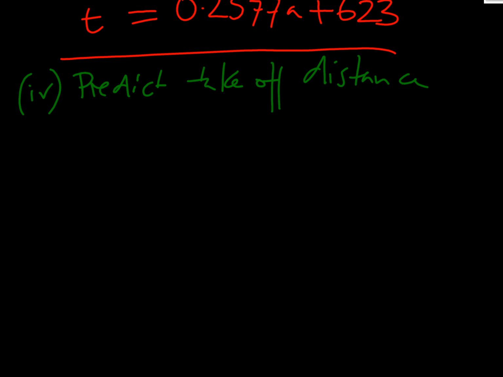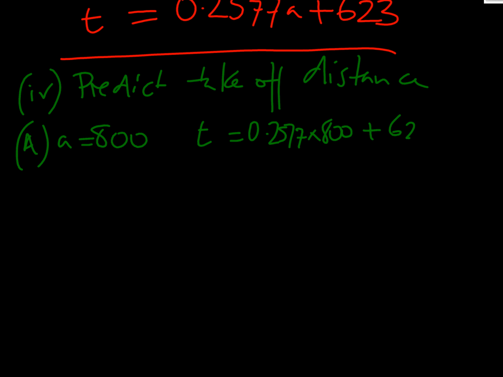Okay, A. It is when A equals 800, and we're just going to put the value in here. So T equals 0.2577 times 800 plus 623 equals 829 meters. Now A of 800 is within the range of our data.